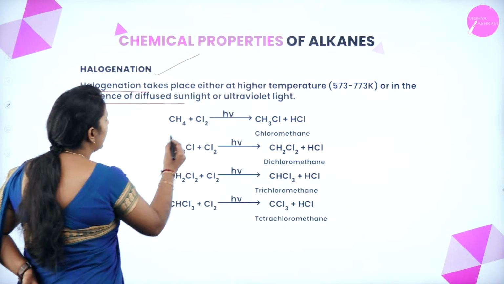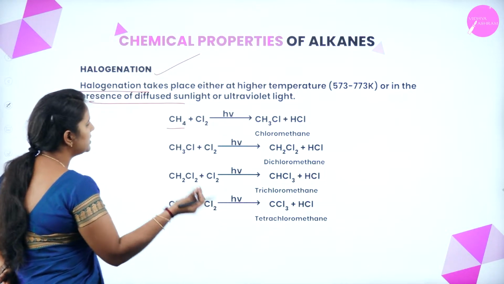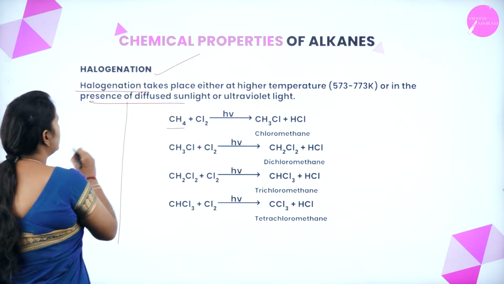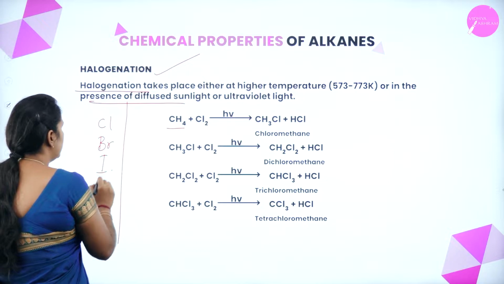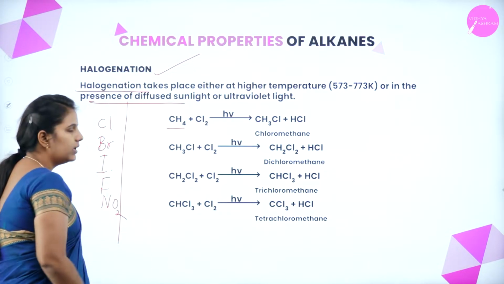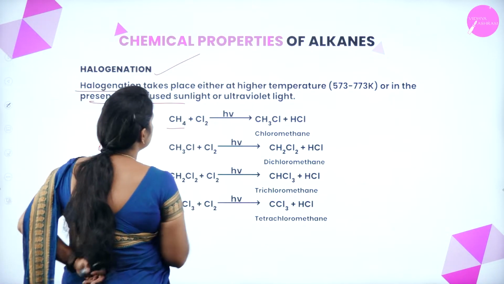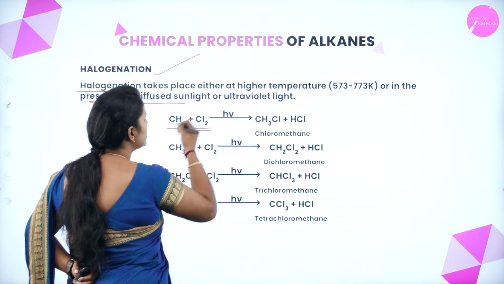For that, I have taken methane, which is allowed to react with a halogen called chlorine. We have a number of halogens, is it right? Chloro, bromo, iodo, fluoro, nitro. So first I'll go for the chlorine atom. So I have considered methane which is allowed to react with the halogen in the presence of sunlight.